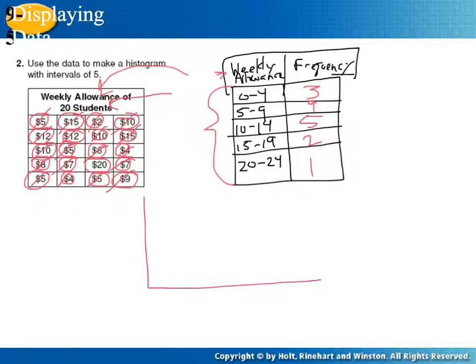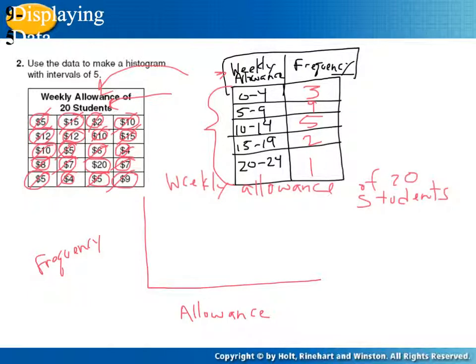Again, start with your labels. What are my labels here? I have my allowance on my x-axis, my frequency on my y-axis. Allowance on the x, frequency on the y. Now I need a title. What would be a good title? How about the title of the actual graph, or the title of the table? Weekly allowance of 20 students. Okay, so now I have my labels, I have my title.